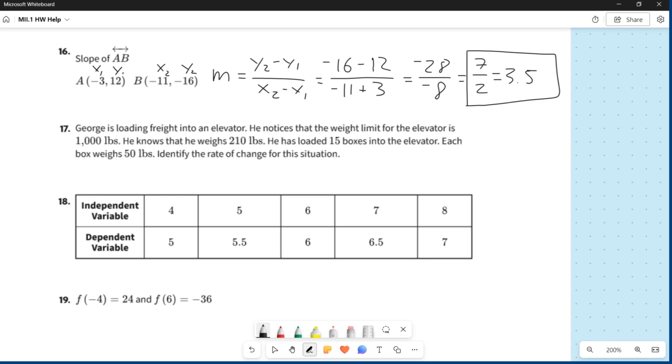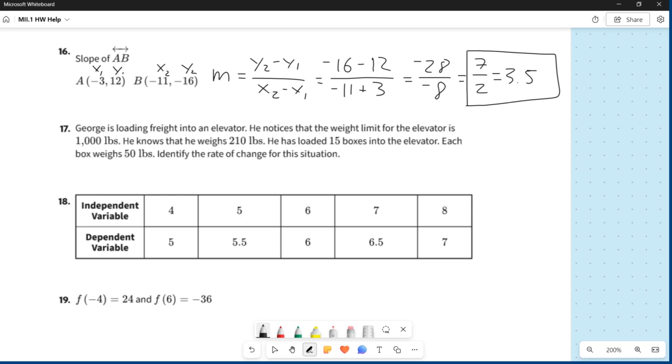If reducing fractions is a little tricky for you, again, the negatives go away, and you can divide out a 4 from both the numerator and the denominator. The graphing calculator can do this for you. If you just simply press math, enter, enter, it'll give you the 7 halves. You can also just do the division of negative 28 divided by negative 8, and you'll get the 3.5. So anyway, either one of those is acceptable for 16.